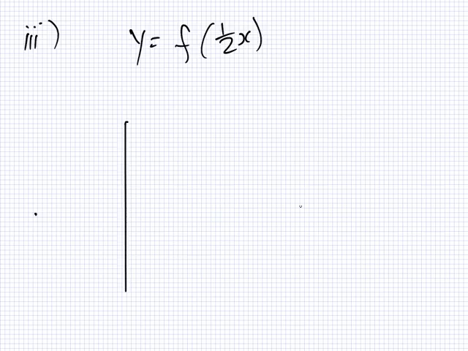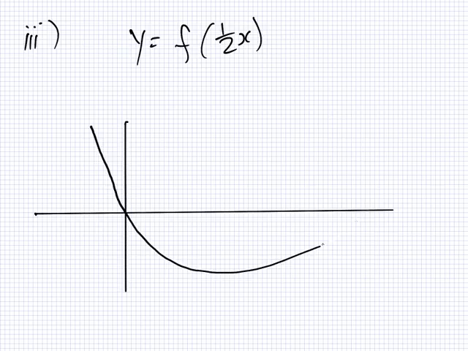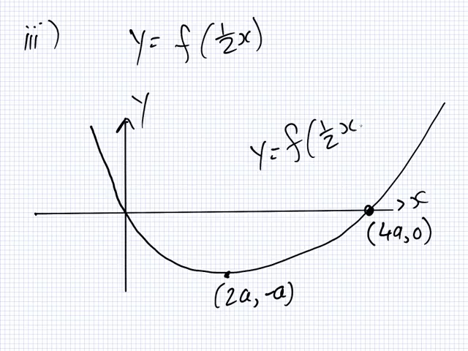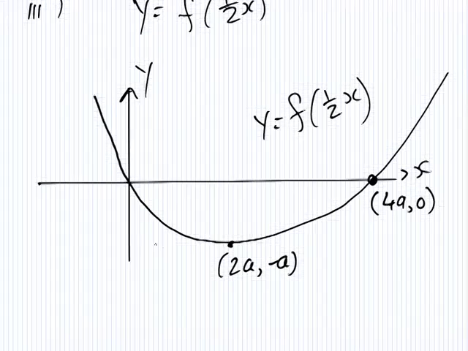So in part 3, they asked me to draw this. What happens when I put the half there? What happens? It gets longer. Yes, it expands. So the graph now goes like this. This is now 4a, 0. This is now 2a, minus a. Okay.